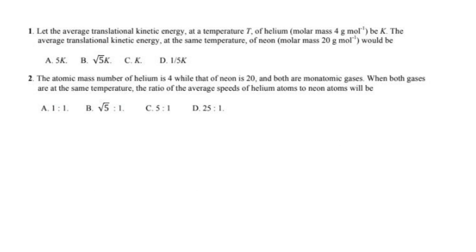Right, it's important to go over these because none of you got these right. The average translational kinetic energy at temperature T of helium, molar mass 4g, is K. The average translational kinetic energy of neon at the same temperature would be which of the following? And the next question is similar. The atomic mass number of helium is 4 and that of neon is 20. When both gases are at the same temperature, the ratio of the average speeds of helium to neon will be. So have a go at that question now. See if you can remember what your thinking was.